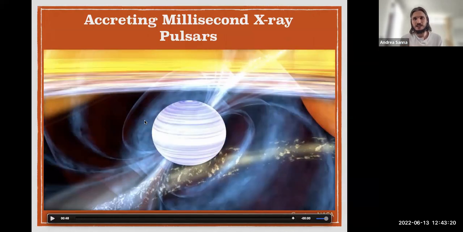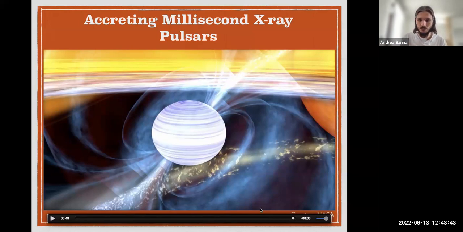When the matter reaches the surface of the neutron star, that part gets brighter with respect to the rest of the surface of the neutron star. Therefore, since the object is rotating, every time the brighter spot points toward our line of sight, we will get more photons. And this creates what is called the pulsar effect.